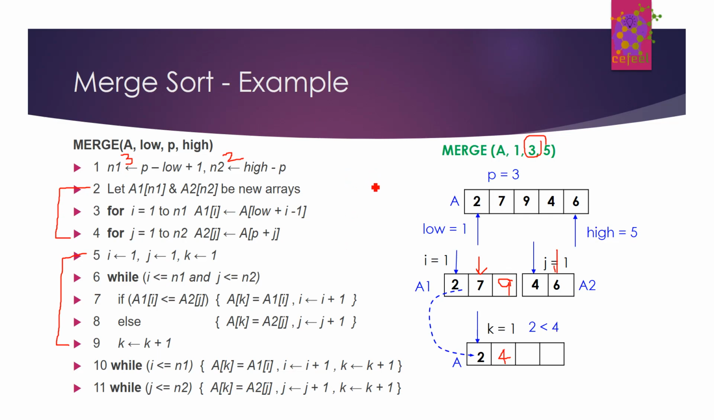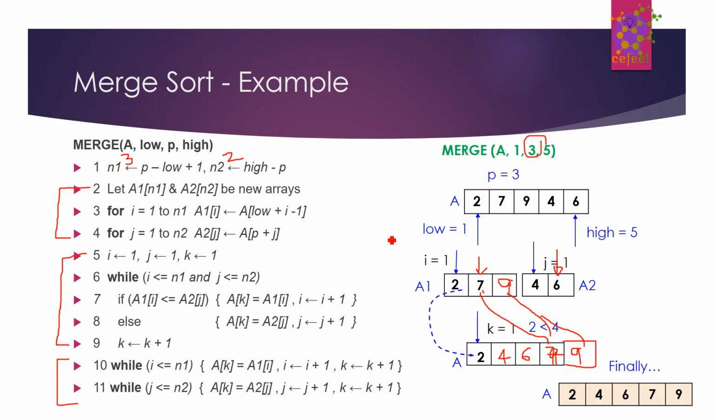J will now move to the next value, then 6 and 7 will be compared, and then 6 will be copied, and finally the remaining elements, which is using steps 10 and 11, which is 9, will get copied over here. So this will result in, sorry, I think this should have 5 elements over here. So this is 2, 4, 6. We have to copy the 2 elements. 9 will be copied here, the remaining 2 elements, 7 over here and 9 over here. So finally we have 5 elements here, 2, 4, 6, 7, 9. That is the end result of this merge.